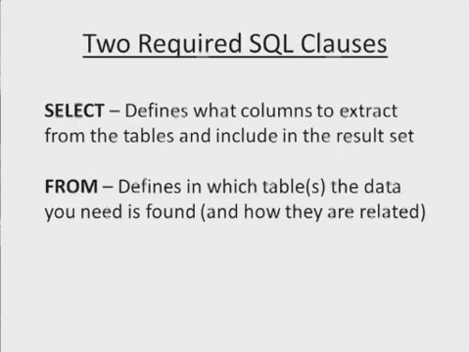So, digging into SQL, there are really two clauses that you have to have in a SQL query of the type we're running to get data out of the database. The first is select, and the select clause defines what columns you want to extract from the tables and want included in the results when the results publish. The other that you need is a from clause, and the from clause tells Oracle what tables the data you want is in and how they're related to each other when you start joining.